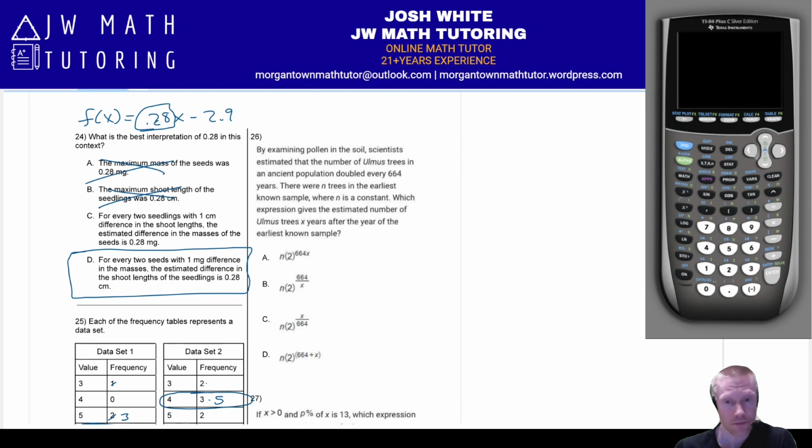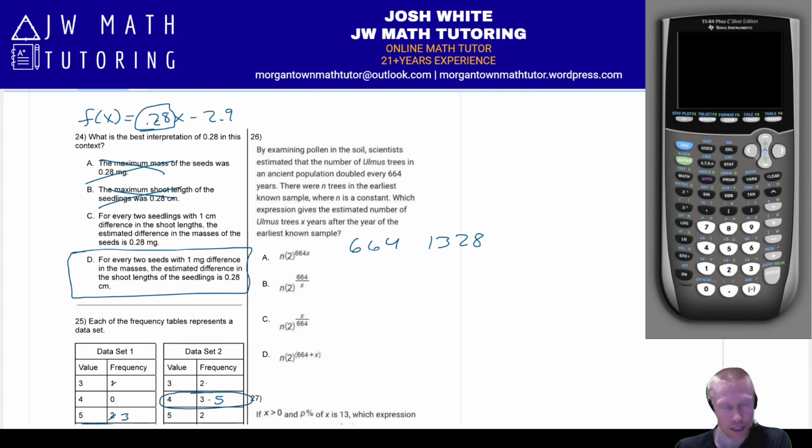when you look at the exponent and the various options up here, and you take x, which is the number of years, you need essentially every 664 years to be a doubling thing. So what I mean by that is, you've got 664, 1328, for example. These would be like the first two things. After 664 years, it would double. And then after 1328 total years, it would have doubled again.